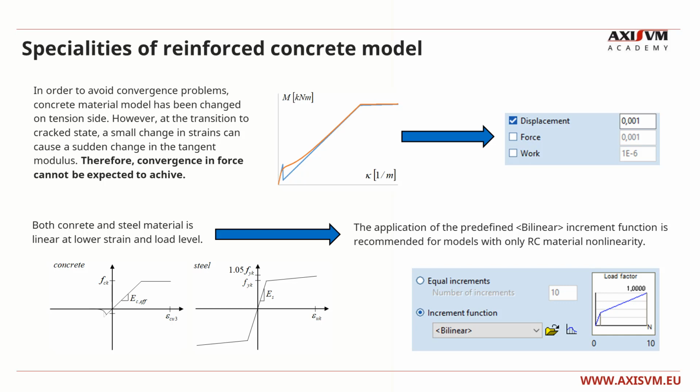This increment function starts with a load factor of 0.4 in the first increment. With this large first step, the whole linear part is computed in one increment, and all other increments can be used to compute the nonlinear part.